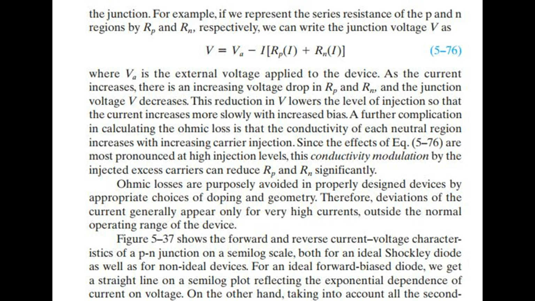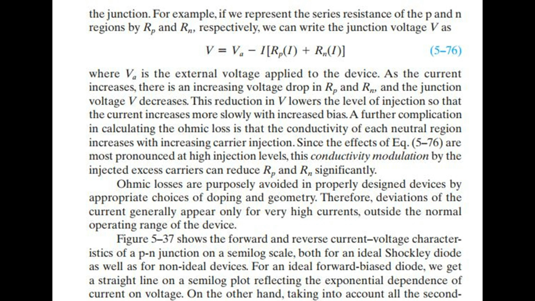Since the effects of Equation 5.76 are most pronounced at high injection levels, this conductivity modulation by the injected excess carriers can reduce Rp and Rn significantly. Ohmic losses are purposely avoided in properly designed devices by appropriate choices of doping and geometry. Therefore, deviations of the current generally appear only for very high currents, outside the normal operating range of the device.